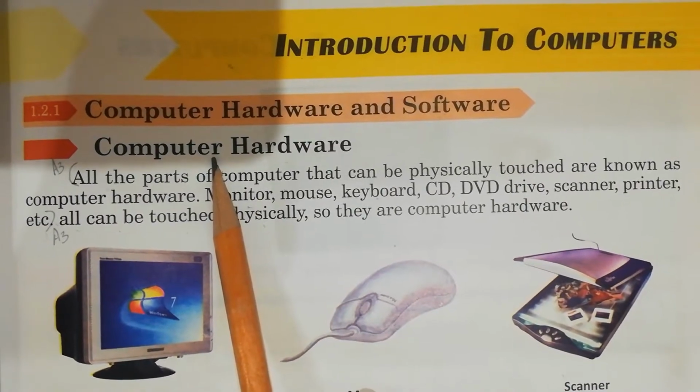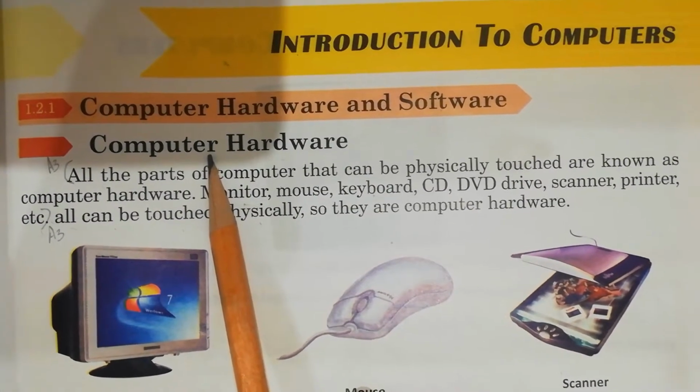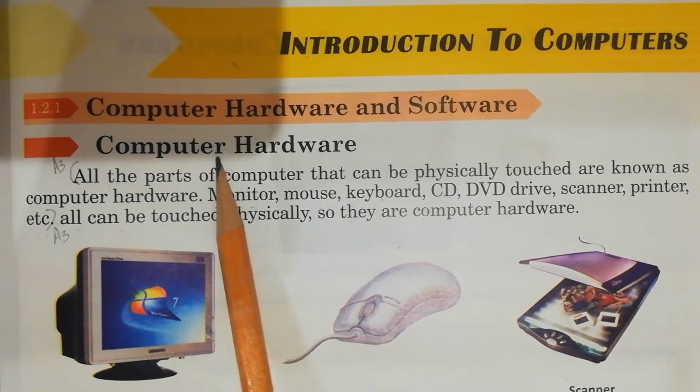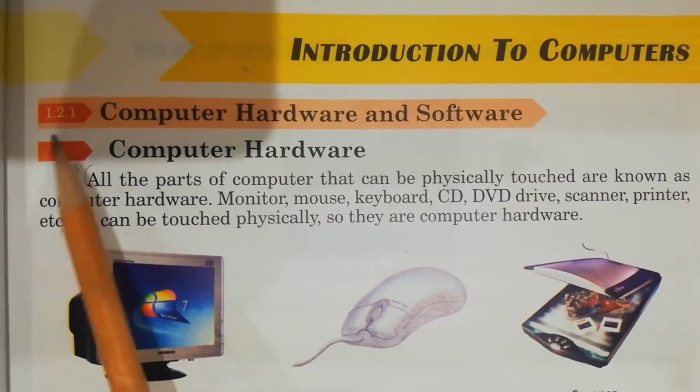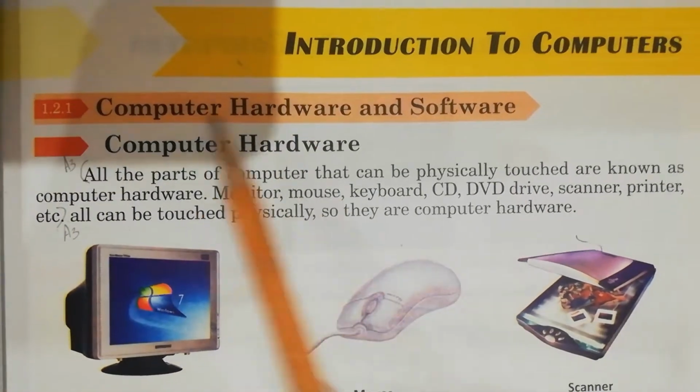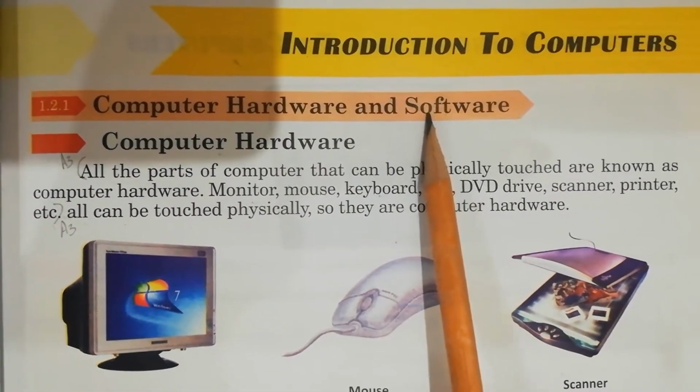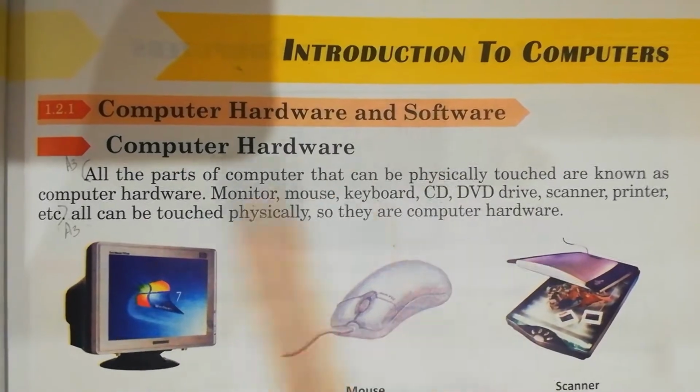Subject Computer Science, Unit number 1, Introduction to Computers. In the previous lecture we have revised the advantages of using computers. Now today we are going to revise topic 1.2.1, Computer Hardware and Software, and it's on page number 11.